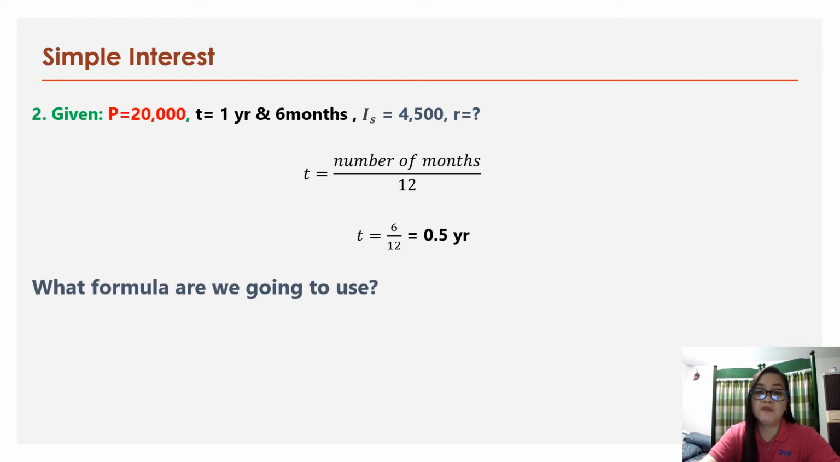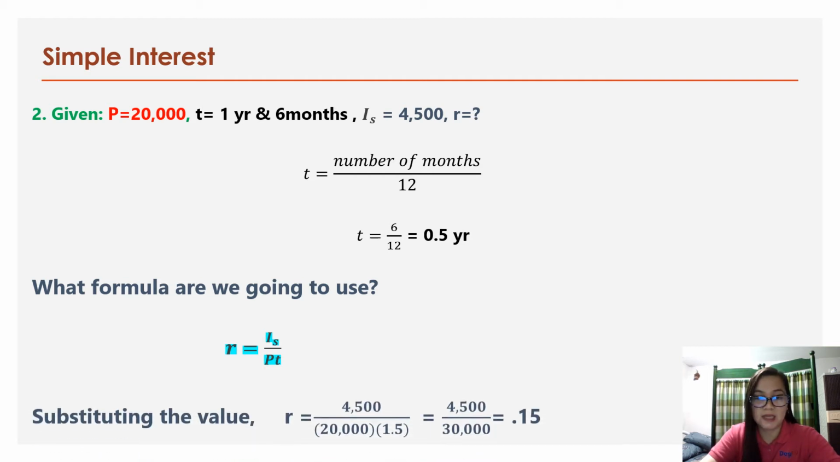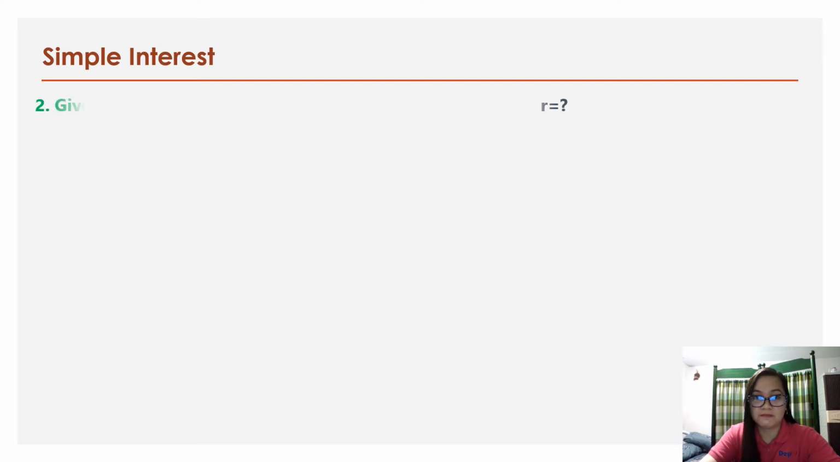What formula are we going to use now? We will use the one and only formula, which is R is equal to I sub S divided by P times T. Substituting the value, we have 4,500, which is the I sub S, P is 20,000, and 1.5 is the time. That would be equal to 0.15.